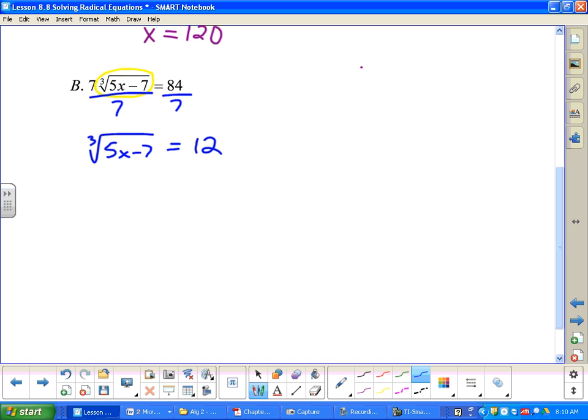Okay, so step 1, we isolated the radical. Step 2, we're going to raise both sides to the power of the index. So we're going to cube both sides. So we get 5x minus 7 equals, and I don't know what 12 to the third power is. 1,728. Okay. So now we just have a very simple linear equation we need to solve. So add 7 to both sides, and then divide by 5.